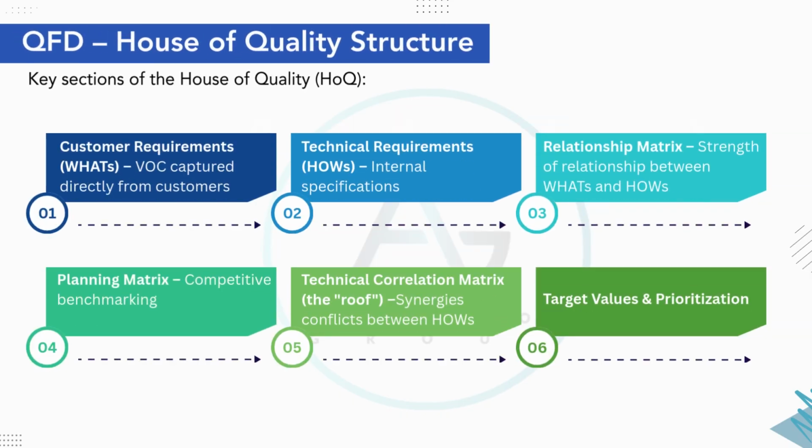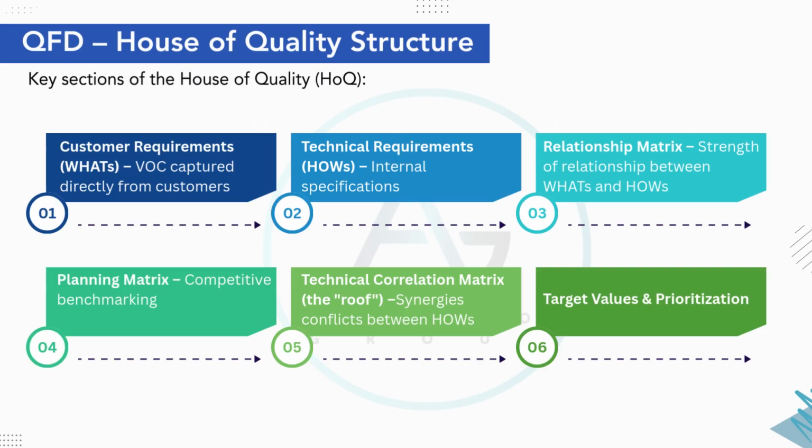Let's walk through the key components of the House of Quality, or HOQ, a core tool in quality function deployment, QFD. 1. Customer requirements, WHATs. This is the voice of the customer, VOC. It includes what the customers want or expect. These are the needs captured directly from them. 2. Technical requirements, HOWs. These are our internal specifications or how we plan to meet the customer requirements.